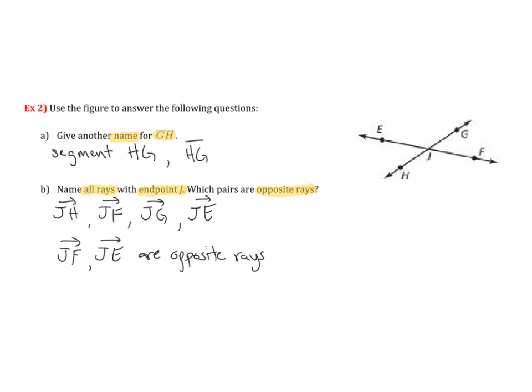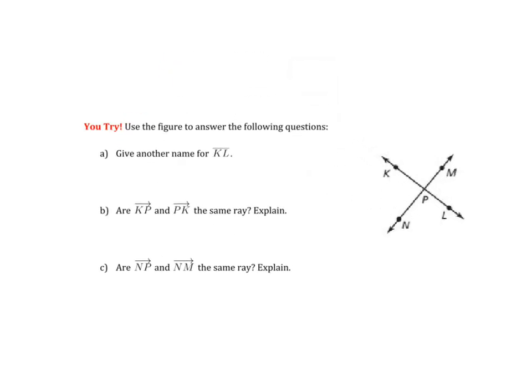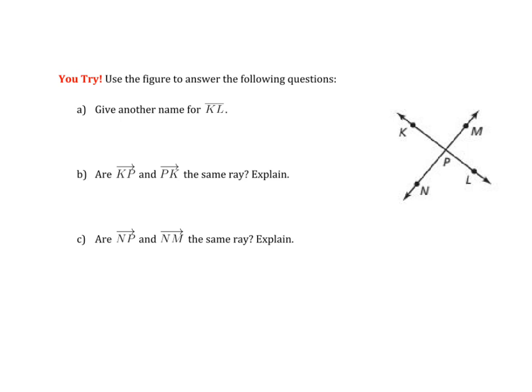And that doesn't leave us a whole lot of other choices for JH. It has to be paired with JG. All right, so that is all on rays, segments, and endpoints. At this moment, go ahead and pause the video and give this a try on your own.